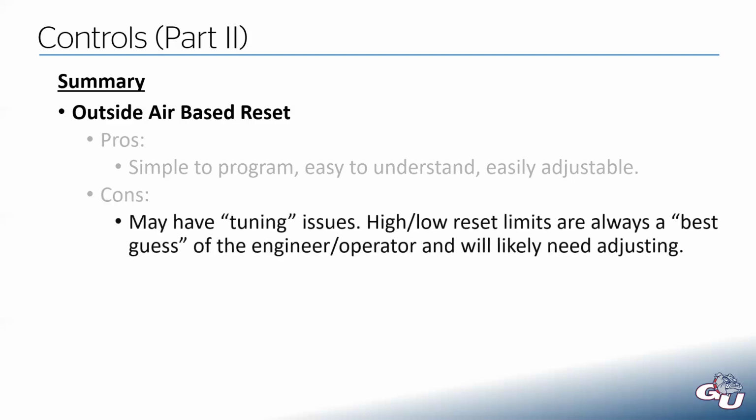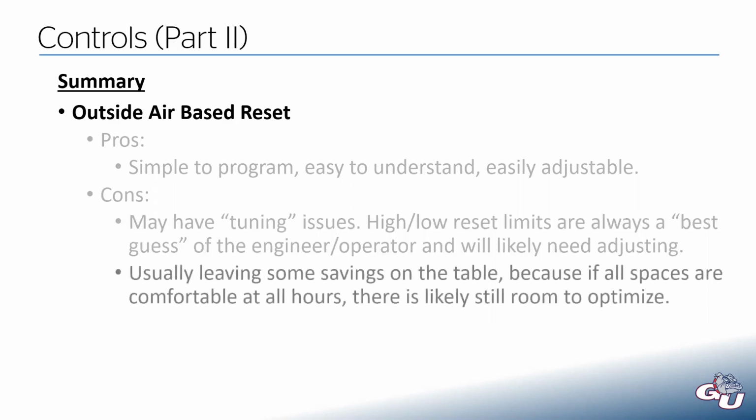The downsides, though, you might have some tuning issues. Those reset limits, like I was using on the chilled water system, a 90-degree outside air upper limit and a 60-degree outside air lower limit. That's just my best guess. As an engineer, or if I were a building operator, they might have their own best guess, and it's probably going to need some adjusting to see what will work for your building. And you're usually leaving some energy savings on the table.